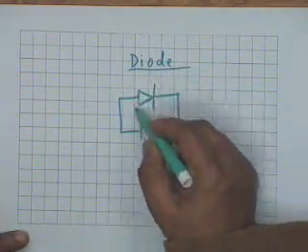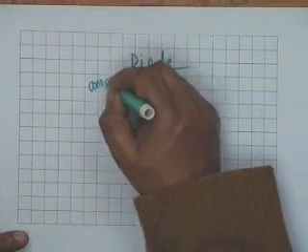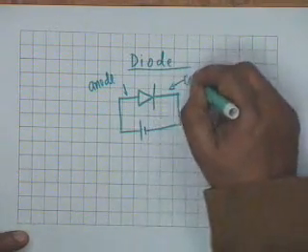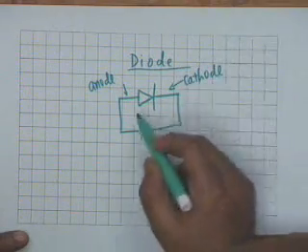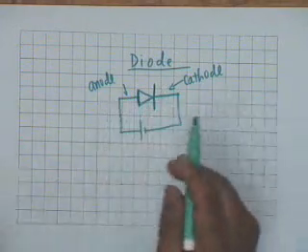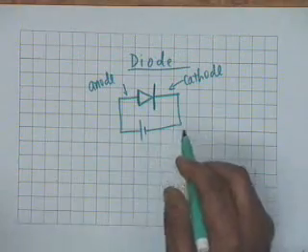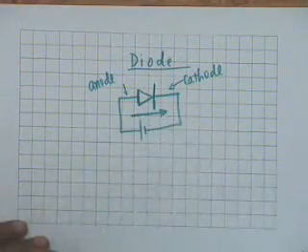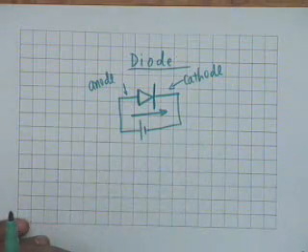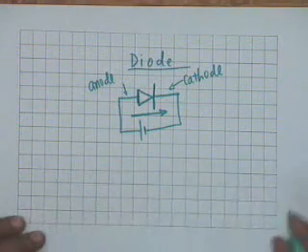the symbol for a diode is this. The left side is called an anode and the right side with a vertical line is called a cathode. From anode to cathode, it conducts a current easily. This is the direction of the current. On the other hand, if the polarity of the battery is reversed, the current reduces to a very small magnitude.